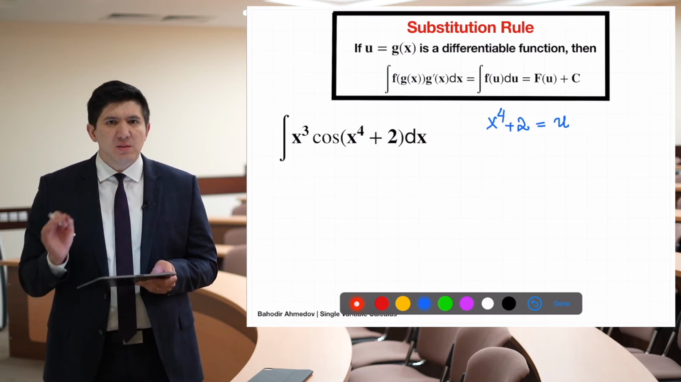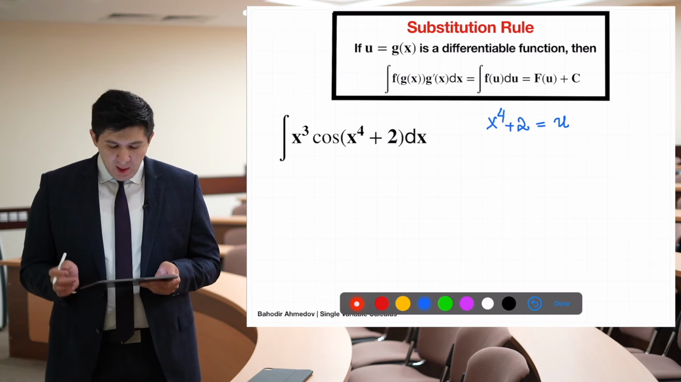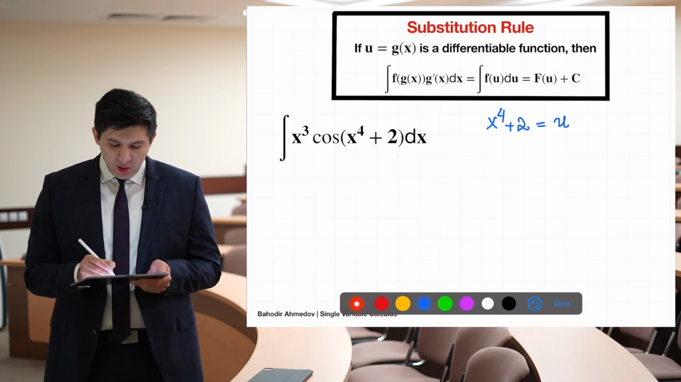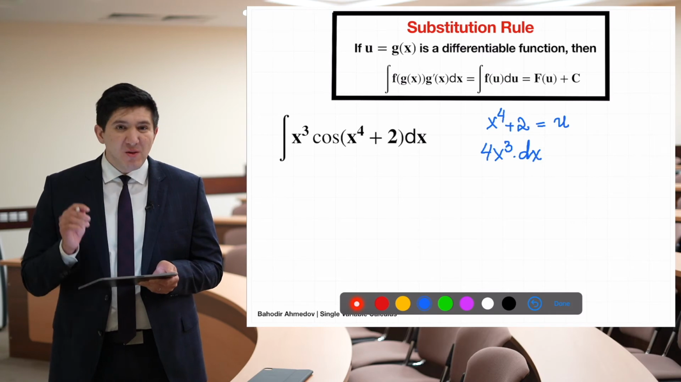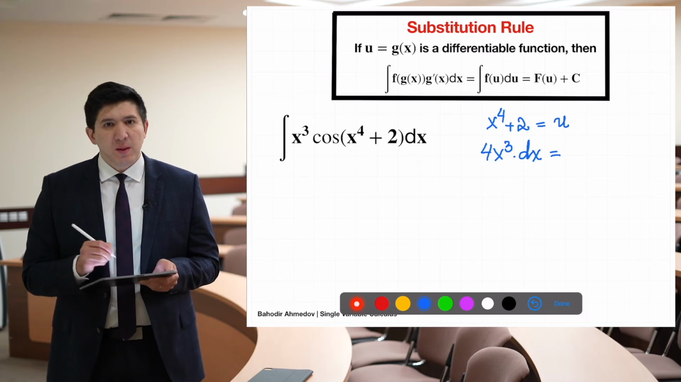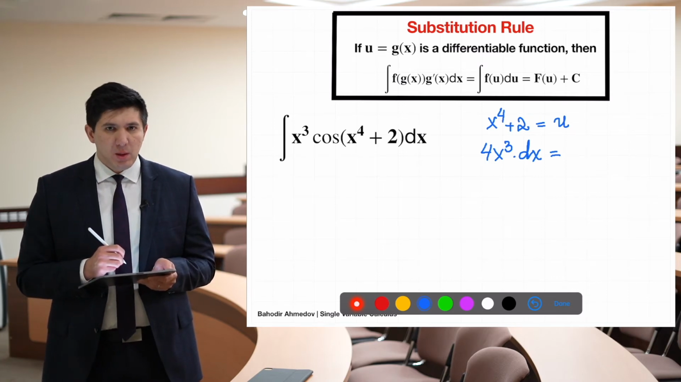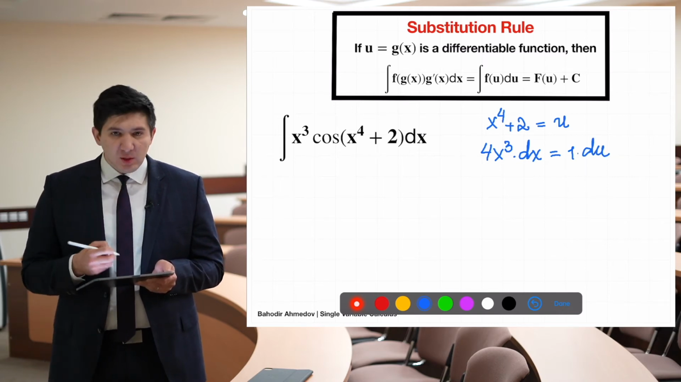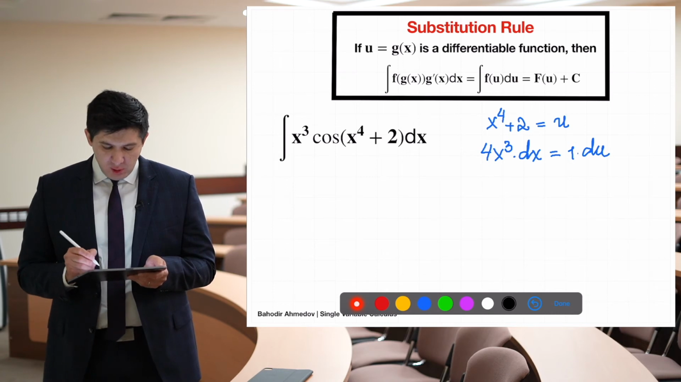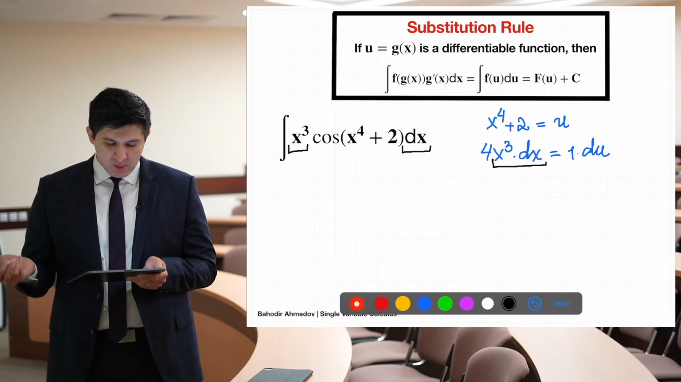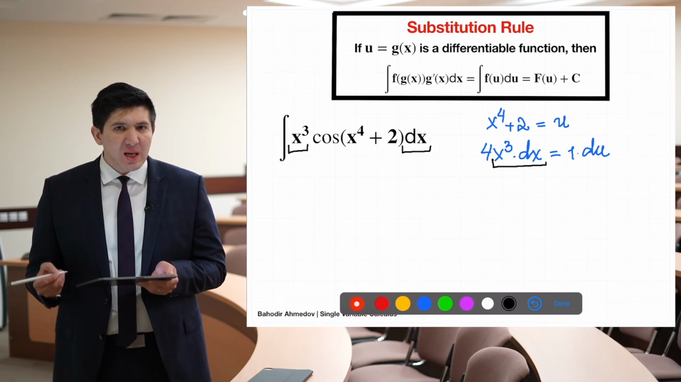If you have decided to make the substitution, then I'm going to take the derivative with respect to x from the left hand side. This is going to be equal to 4x cubed, and you have to multiply this by dx because you've just taken the derivative with respect to x. And then I'm going to take the derivative with respect to u from the right hand side, which is going to be equal to 1 times du, right? Okay, so then I'm going to make the substitution. You see here that x cubed times dx, I have the x cubed times dx here as well, can be substituted as du over 4.